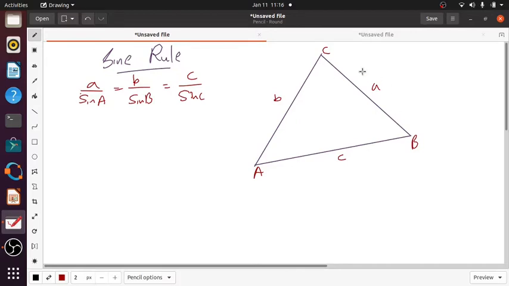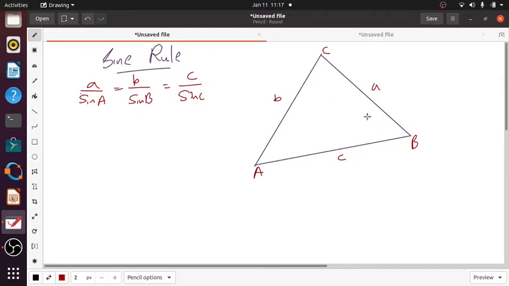You name the vertices anti-clockwise. You start from A, B, C. So whatever the letters are, it should go anti-clockwise. A, B, C. And the side opposite to vertex A is this side. So this side is named as small a. And opposite to this angle, the side is named as small b. And the side opposite to this angle is named as small c. This is how you name a triangle. So this is an agreed way of naming triangles.